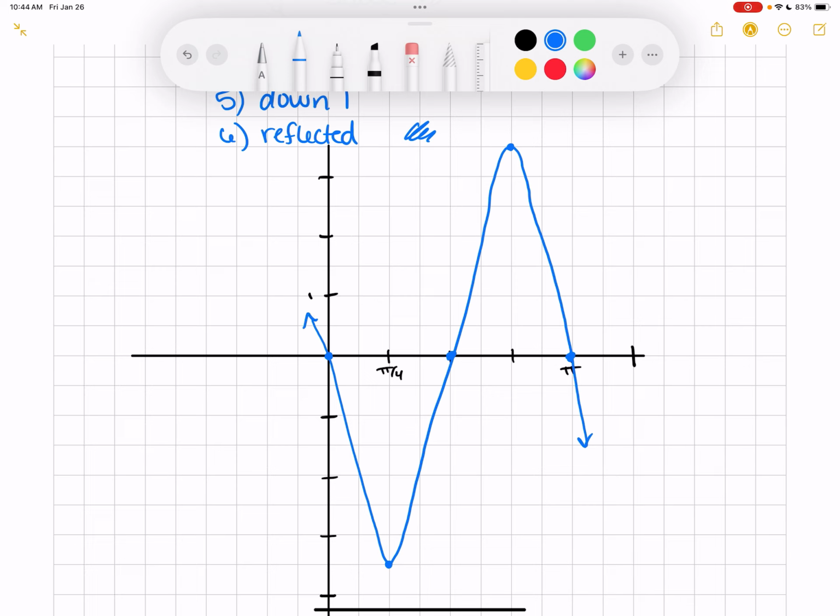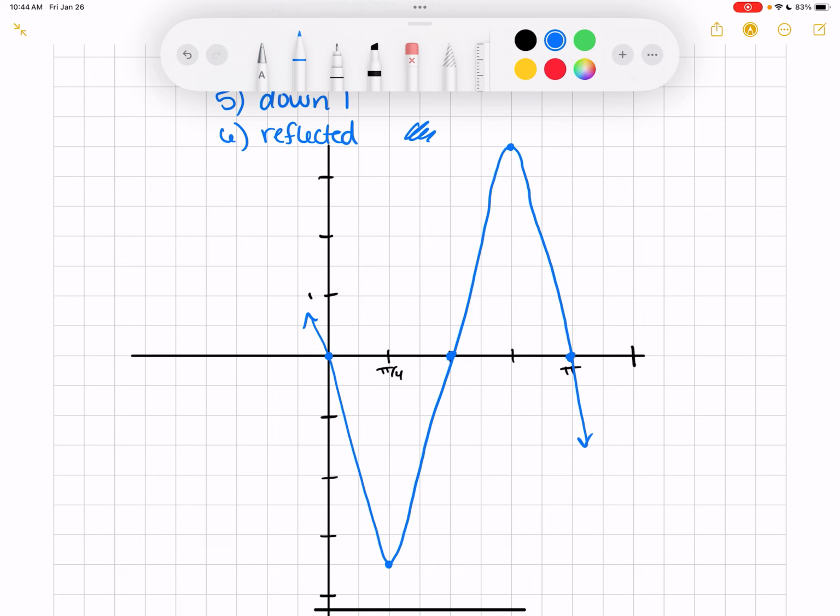So that's one full cycle. And so, if it told us that our domain was from 0 to 2 pi, we would need to do another cycle of this, basically. But it just said out to pi. Or we're just going out one cycle.